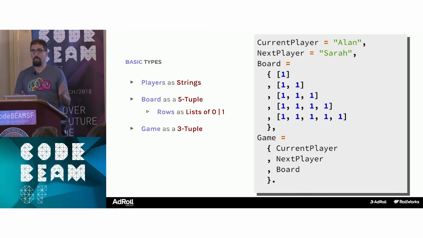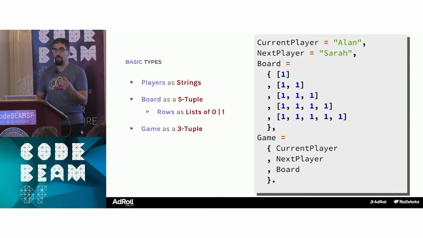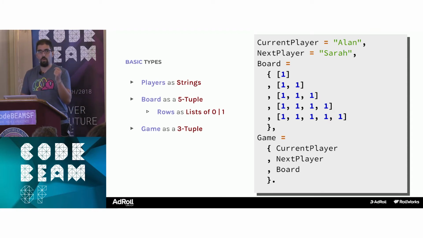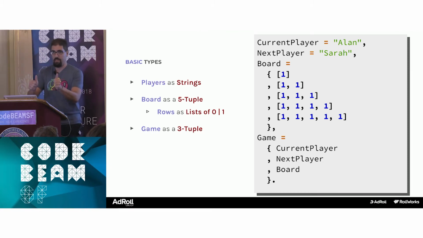And basically, the game, as I said, is all of those things together, right? The current player, the next one, and the board. It's a tuple with 3 elements. And the knowledge of which one of these elements is what is in your head. It's nowhere in the code, right? But you know, because you wrote the program, the first one is the current player, the next one is the second element in the tuple, you're fine.